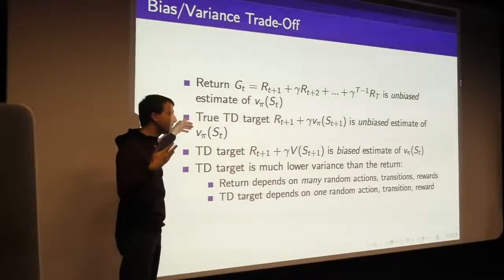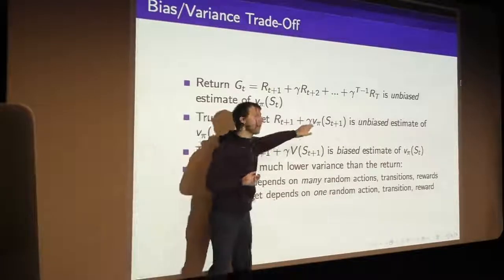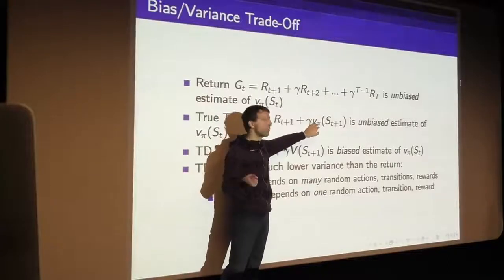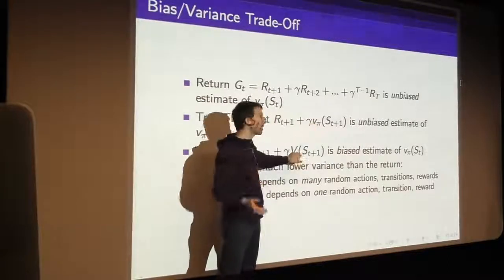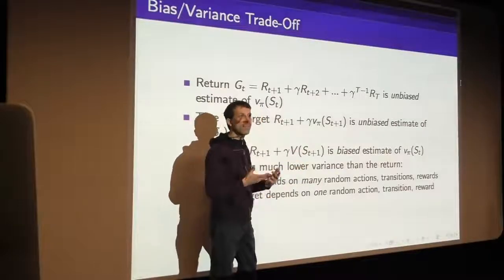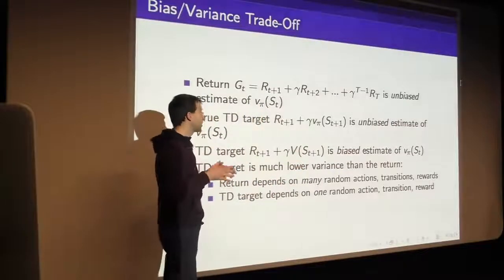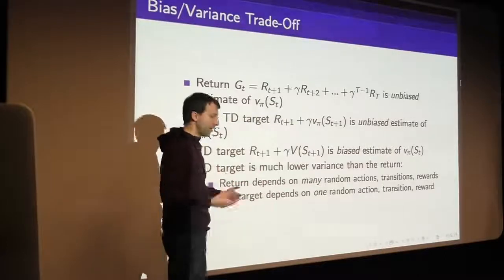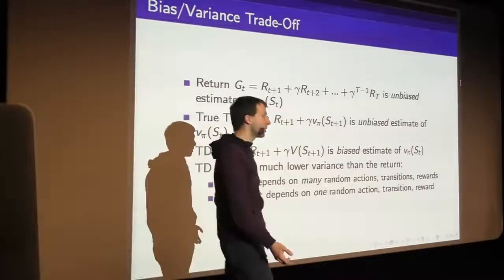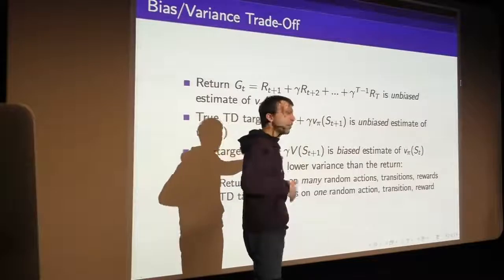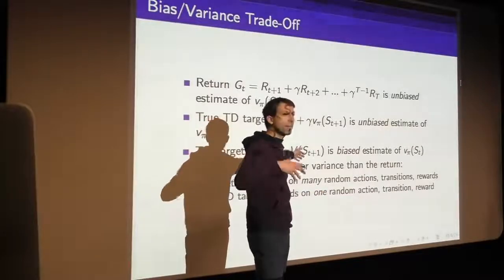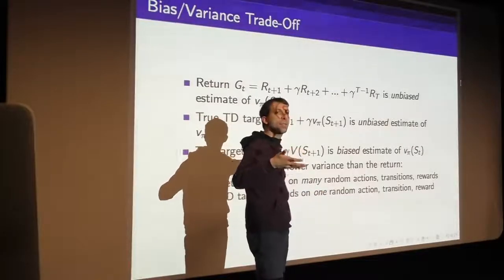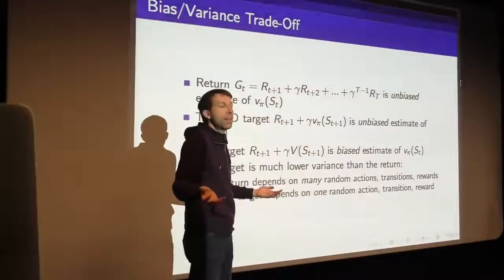But what we actually do in TD is we don't use the true value. We don't have an oracle to tell us the true value. So what we substitute in is our best guess so far of what that value function is at the next step. The target which we're updating our value towards is the immediate reward that I got over that step, plus the discounted estimated value at the next step according to my current estimate. So now we've introduced bias.